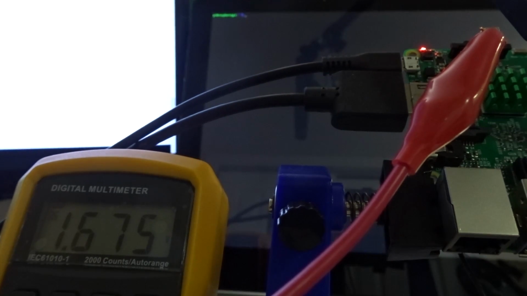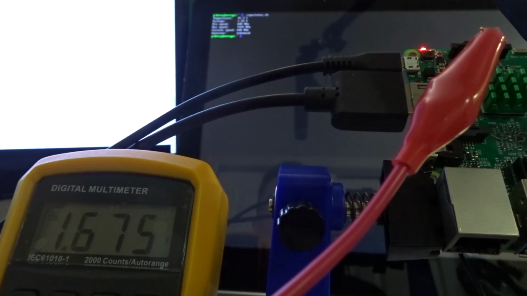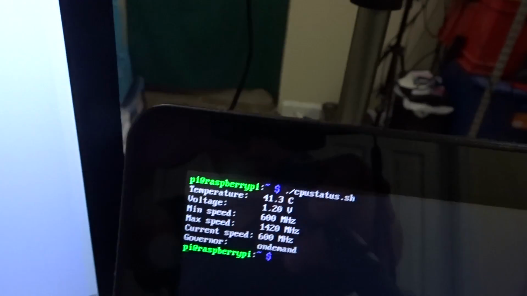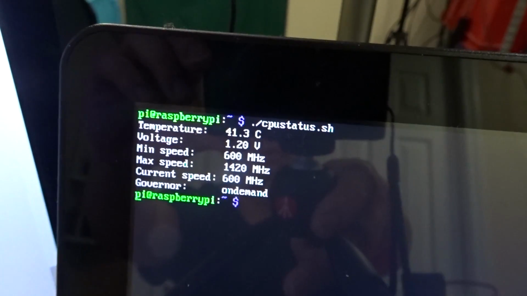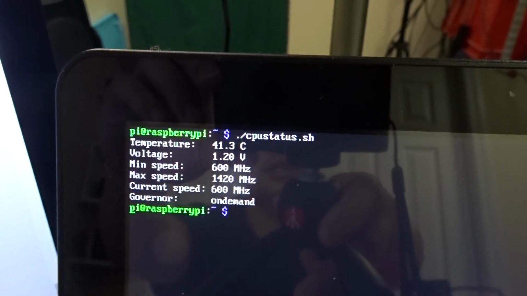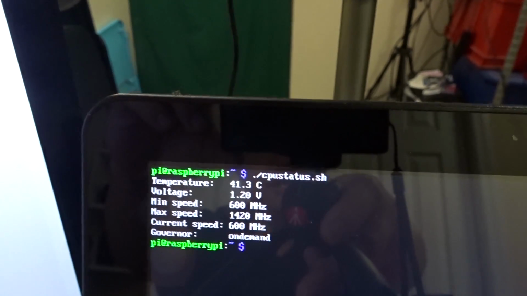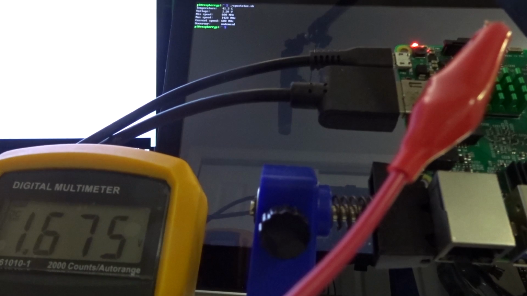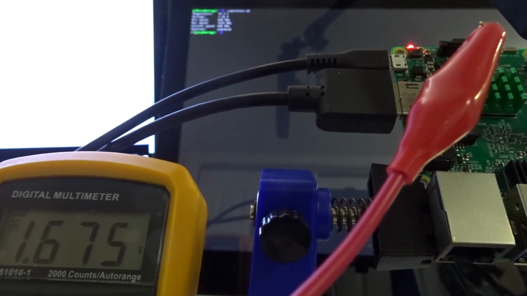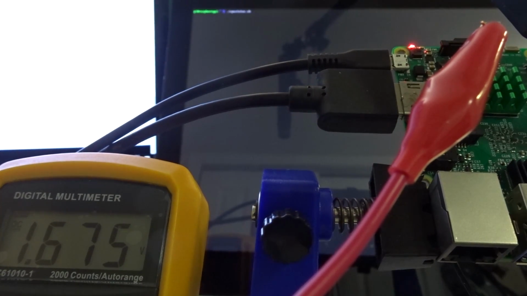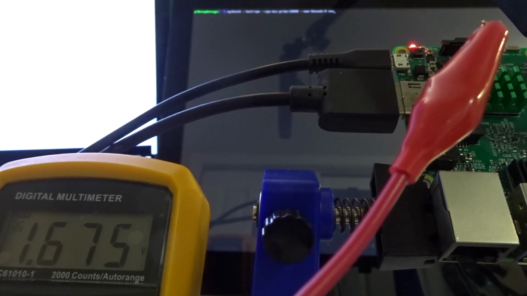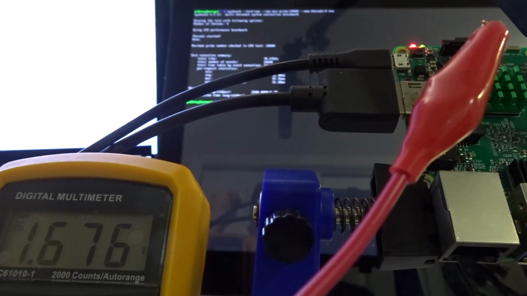So right now, I'm gonna show you, because I have a little utility. CPU status, max speed is 1.4, 1420. Right now it's currently running at 1.2 volts, but yeah, we'll see how this goes. So I'm gonna run a sysbench again. It worked. 1.42, okay.